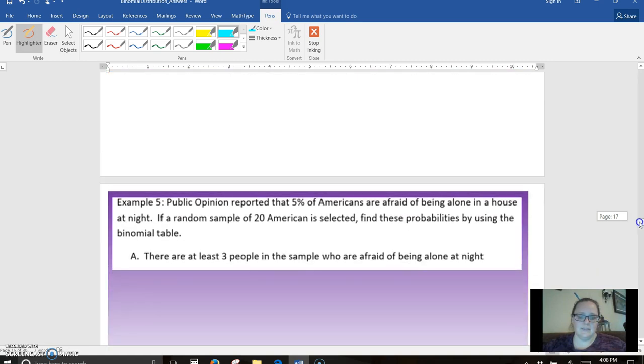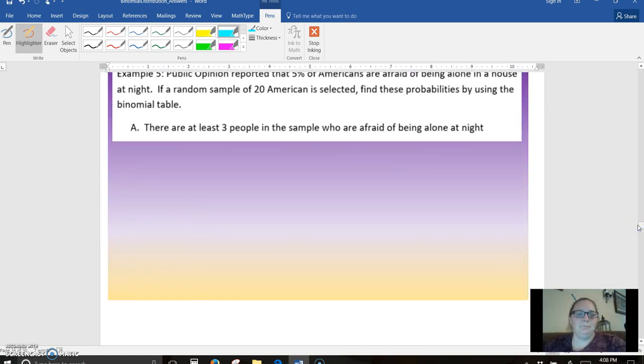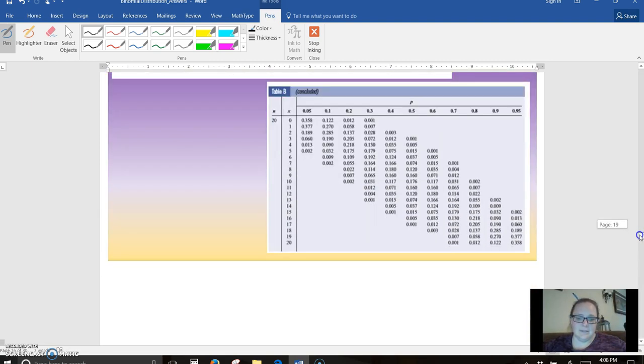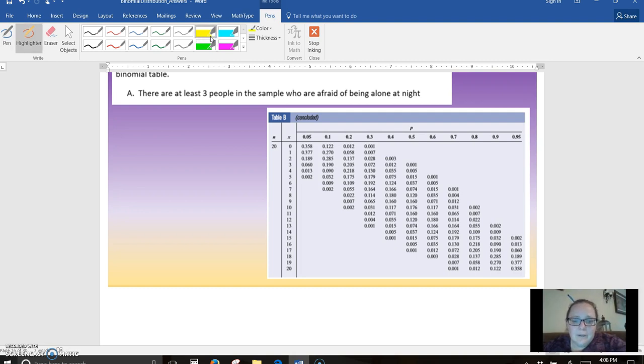Oh, this says at least 3 people. So same problem, right? 5% of Americans, 20 people asked, and we want at least 3 people. So we want 3, 4, 5, 6, blah, blah, blah, 19, 20. When we look this up, this is that same problem right here. When we look it up, 20, and then we want 3 to 20. Those have numbers, but then there's nothing right there.